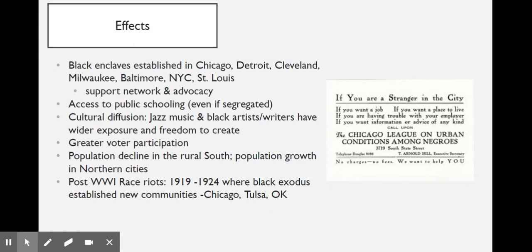Jazz music, right, is one of many forms of American music.